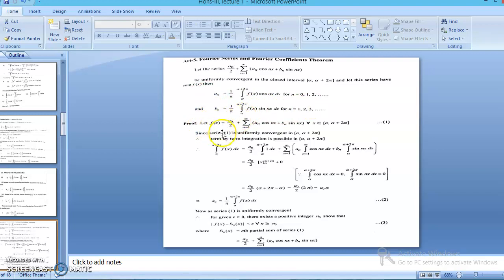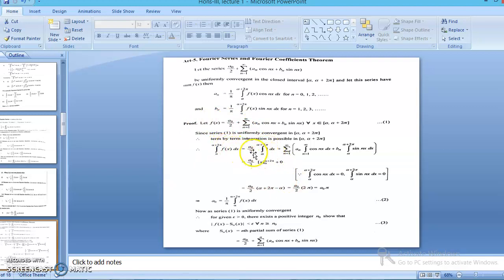As it is given in the statement that the series fx is equal to this is uniformly convergent in the interval alpha to alpha plus 2 pi. As the series is uniformly convergent, so its term by term integration is possible. Take the integral on both sides over the interval alpha to alpha plus 2 pi.